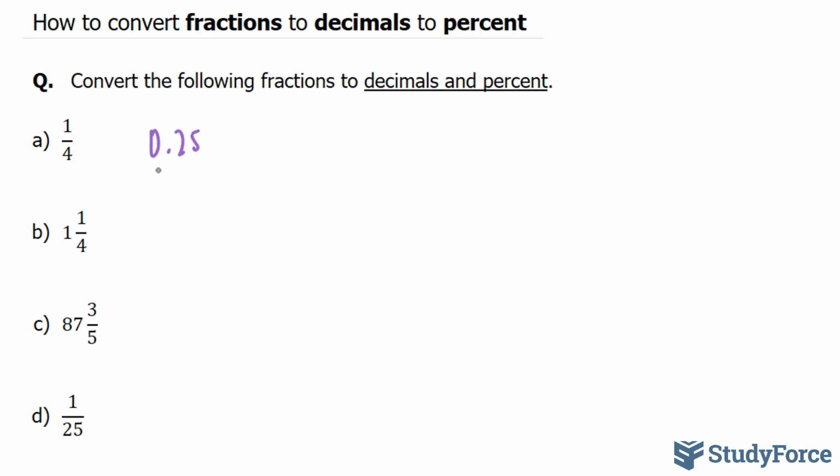Now we have to convert this into percent. What is 0.25, the number, as a percentage? To go from a decimal number to a percent, you multiply by 100. So let's multiply this by 100%.